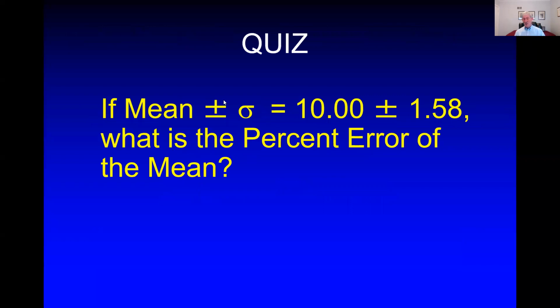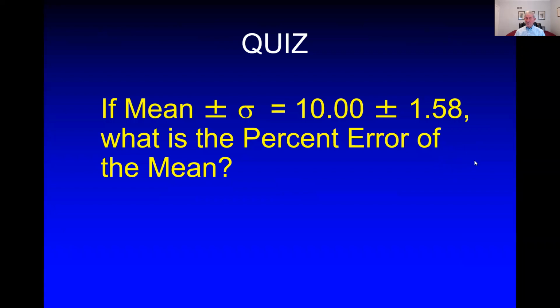Now, if that is the case, if this is your mean value and this is your error, what would be the percent error of that mean value? How would we calculate the percent error? Here's the value. Here's the error. What would be the percent error? How would we do it?